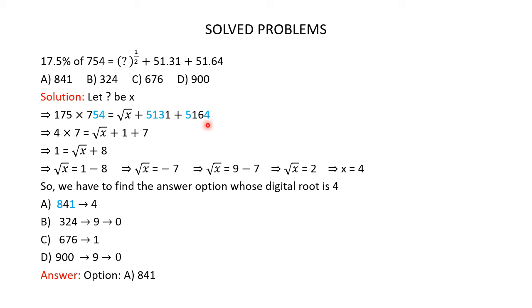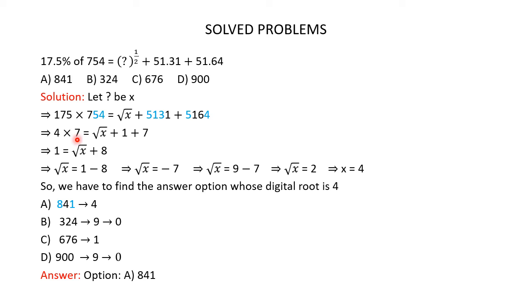Here 5 plus 4 is 9. You can ignore these two digits. So 1 plus 6 is 7 and 7 is the digital root here. So now you have 4 multiplied by 7 is equal to square root of x plus 1 plus 7.